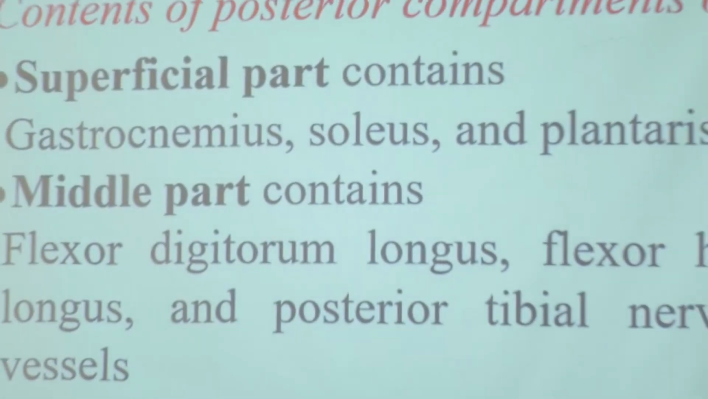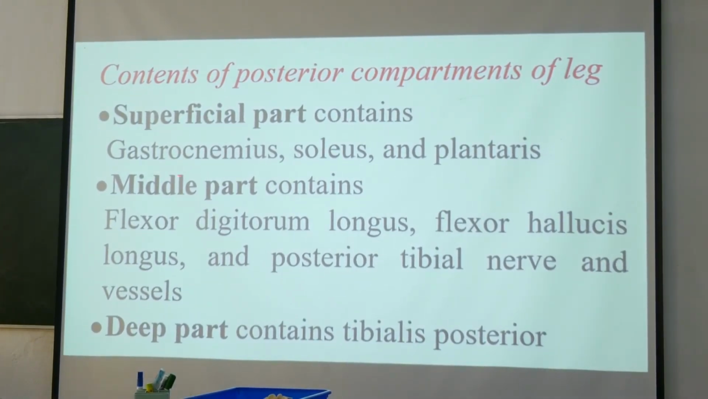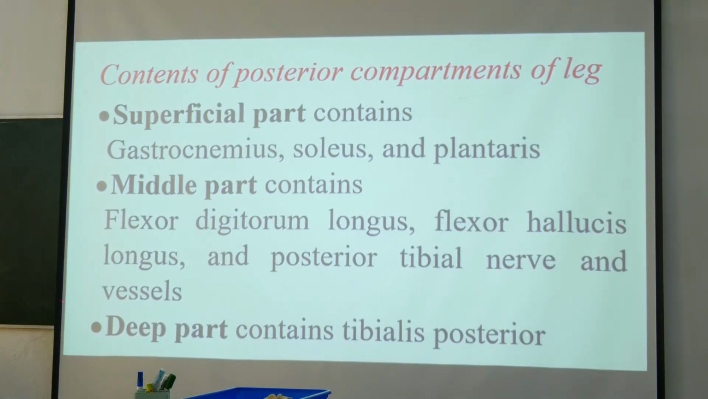Okay, the superficial transverse septum separates the superficial and middle parts, attached to the soleal line of the tibia, the medial border of the tibia, and the posterior border of the fibula. And the deep transverse septum separates the middle and deep parts of the posterior compartment of the leg, and it is attached to the vertical ridge on the posterior surface of the tibia and the medial crest of the fibula. Okay, so three muscle layers: the superficial part containing gastrocnemius, soleus, plantaris; the middle part contains flexor digitorum longus, flexor hallucis longus, posterior tibial nerve and vessels; and the deep part contains the tibialis posterior.